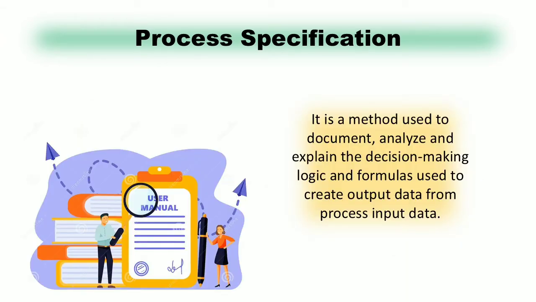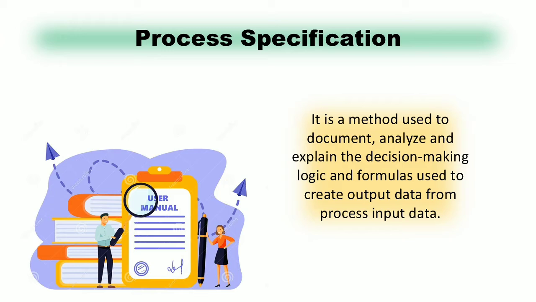Next is the process specification. It is a method used to document, analyze, and explain the decision-making logic and formulas used to create output data from process input data. It means, during this stage, the company or the assigned team for product design and development should consider all the necessary processes needed to convert the product specification into the desired output.